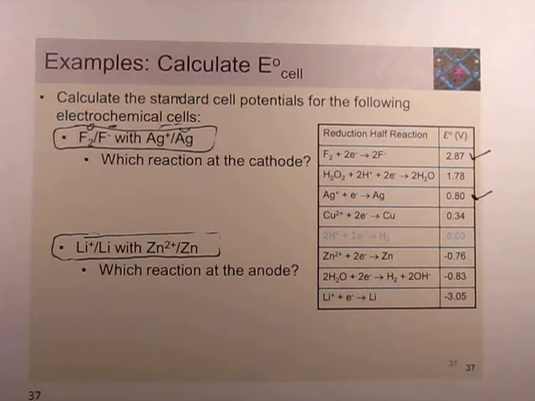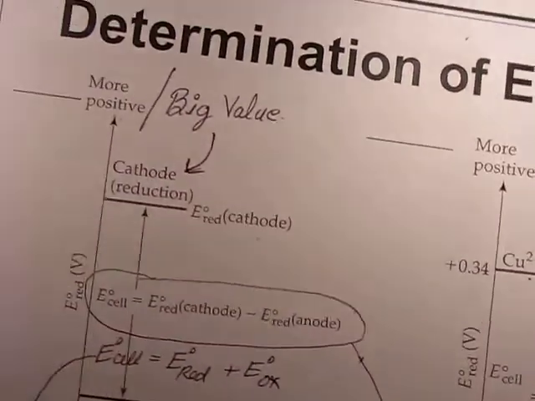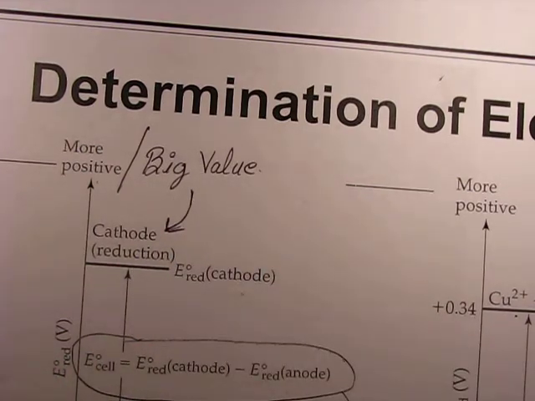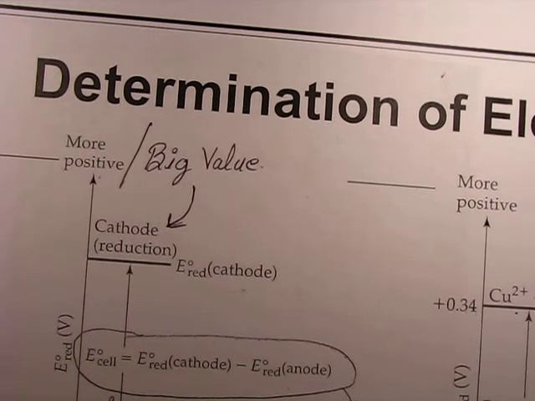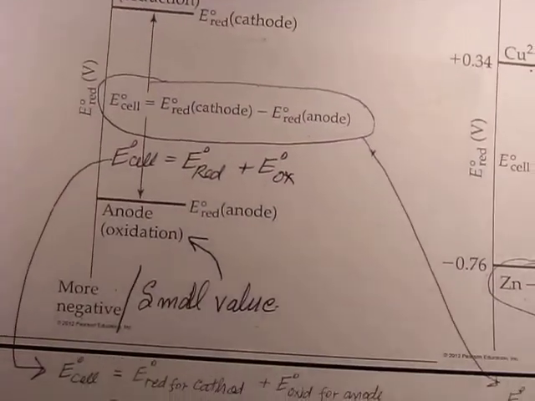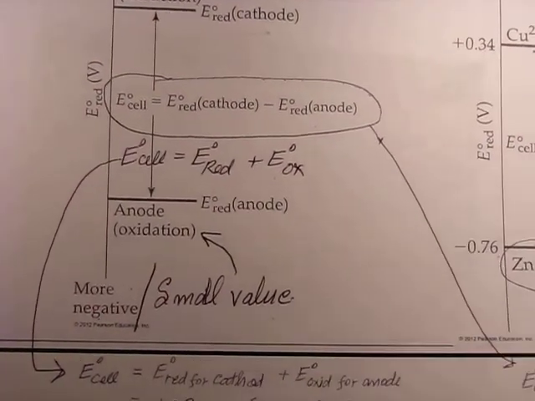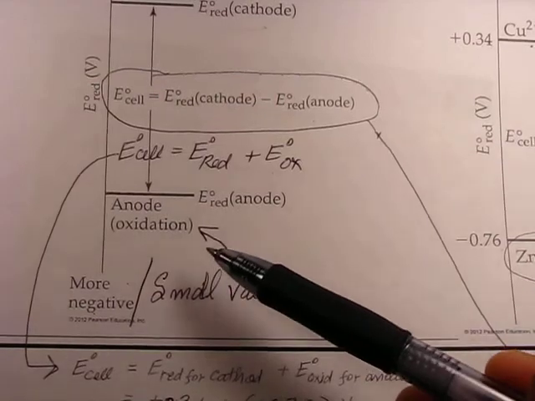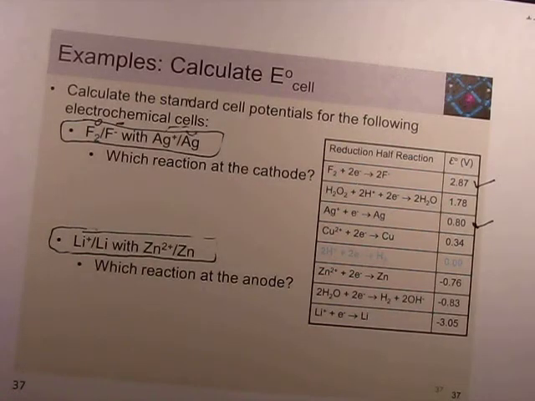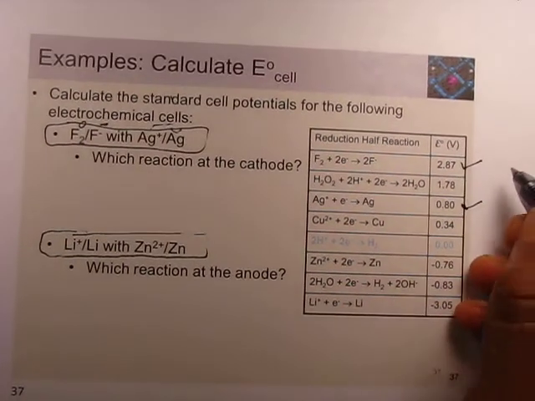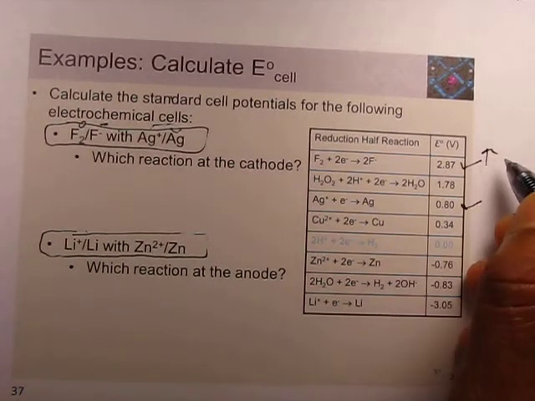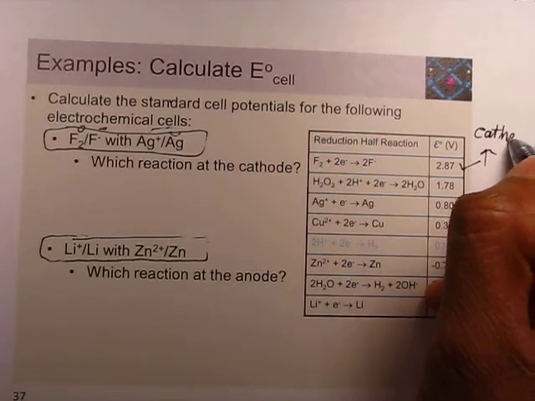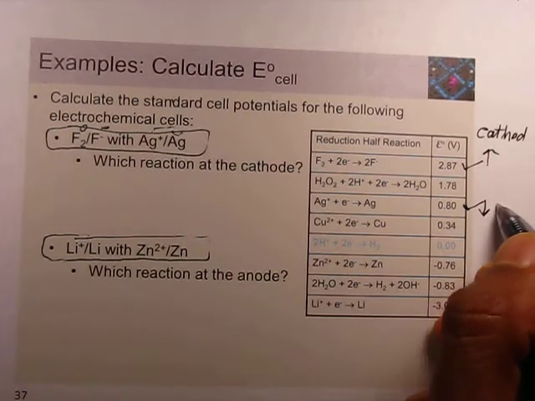If you remember the previous video, where I said how we can determine the electrode, the more positive or bigger value will become the cathode, and the reduction half reaction will happen on that one. A smaller value or more negative value will have oxidation happening on that electrode, and that electrode will become the anode. So we'll follow this rule here. This is the bigger value, so it will become the cathode, and this is the smaller value, so this will become the anode.